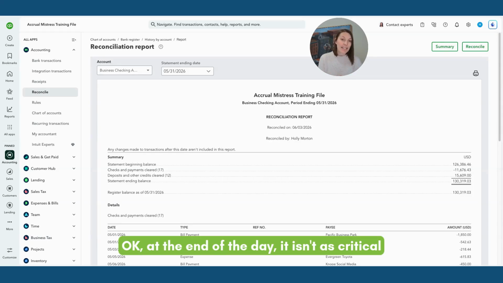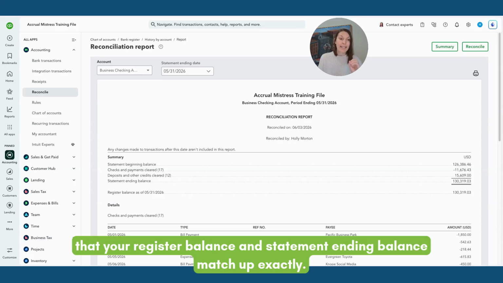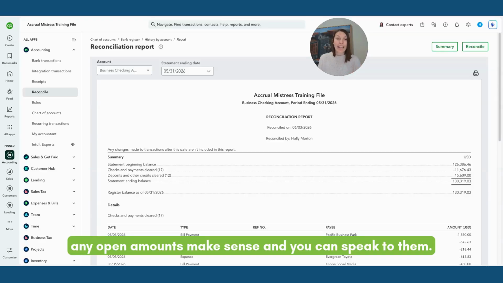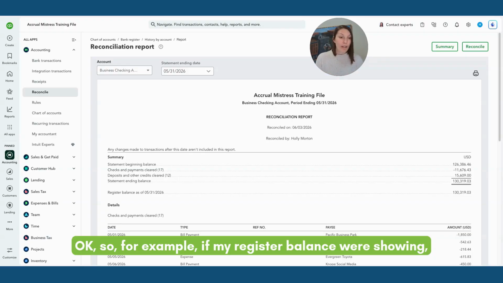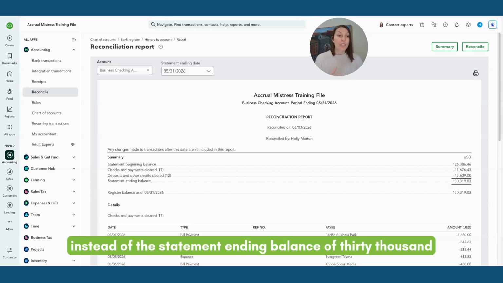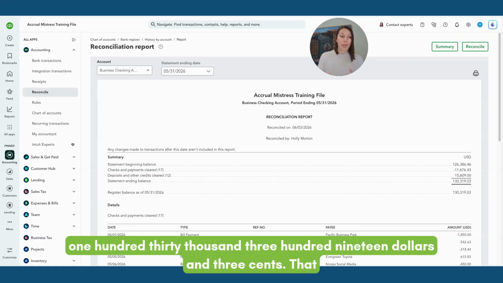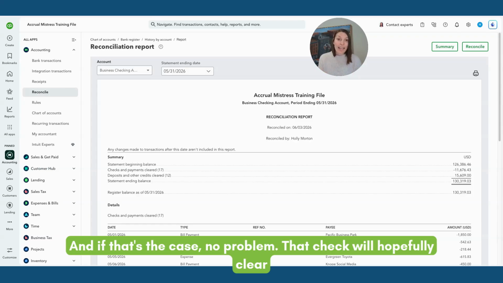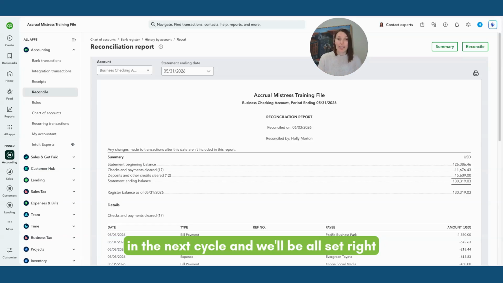At the end of the day, it isn't as critical that your register balance and statement ending balance match up exactly as it is that any uncleared transactions, any open amounts make sense and you can speak to them, okay? So, for example, if my register balance were showing $28,319.03 instead of the statement ending balance of $130,319.03, that might tell me that I have a $2,000 outstanding check. And if that's the case, no problem. That check will hopefully clear in the next cycle and we'll be all set, right?